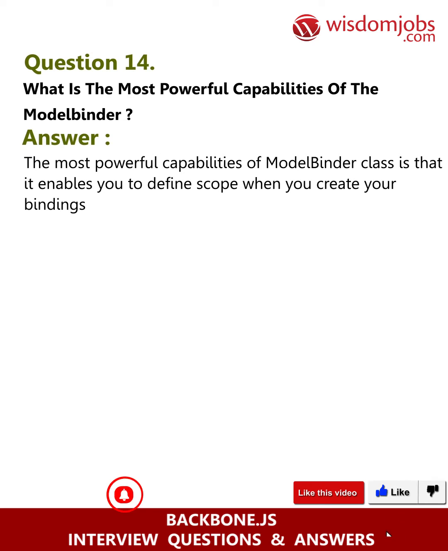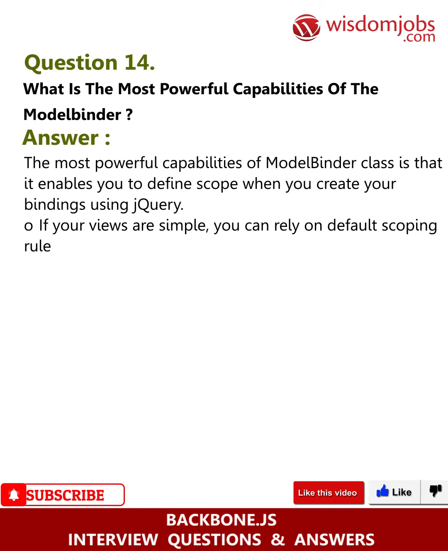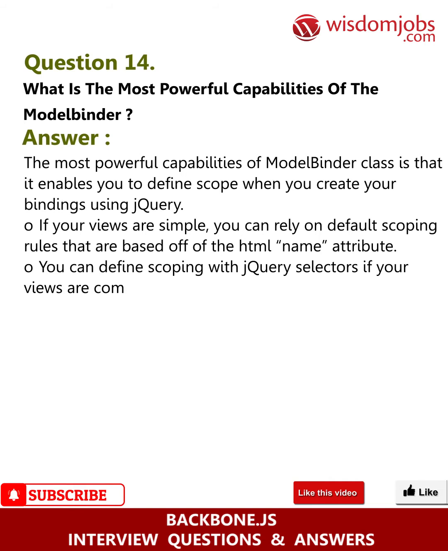your bindings using jQuery. If your views are simple, you can rely on default scoping rules that are based off of the HTML name attribute. You can define scoping with jQuery selectors if your views are complex.